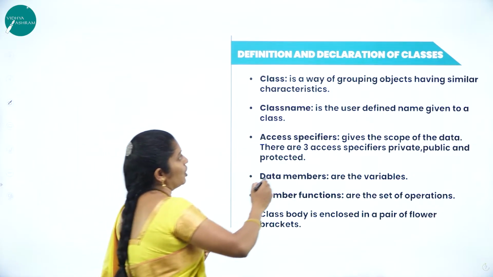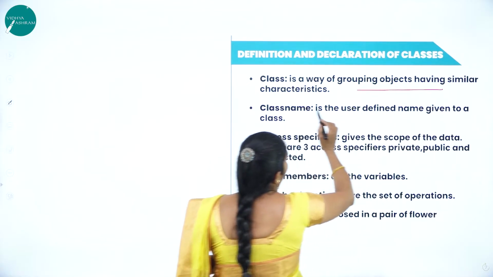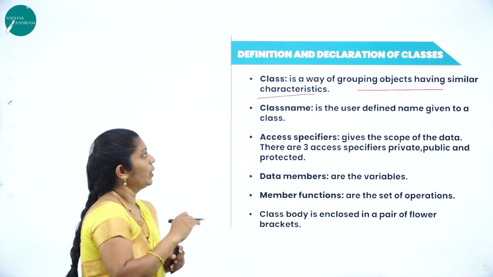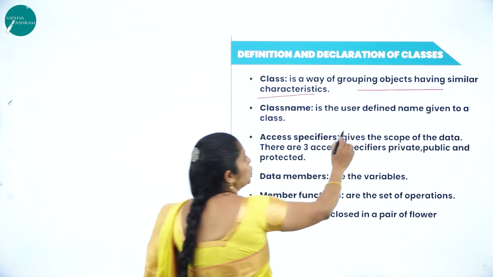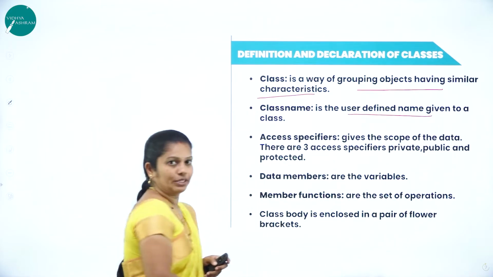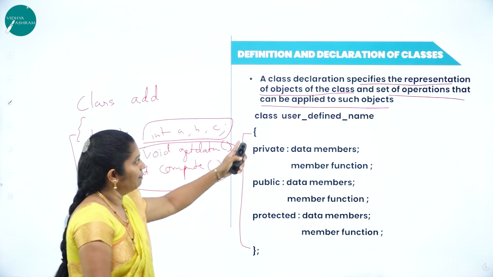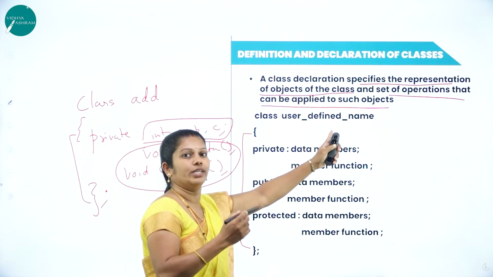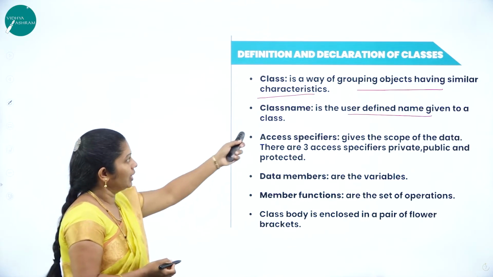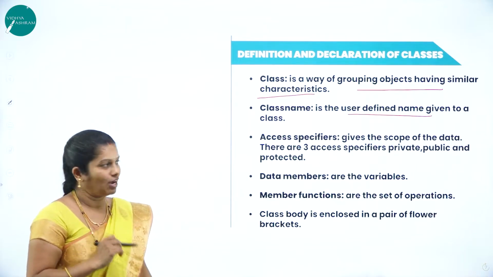Class is a way of grouping objects having similar characteristics, whereas class name is the user defined name given to a class. If you observe the example, it is a user defined name; whatever name you want, you can give. That is the class name.